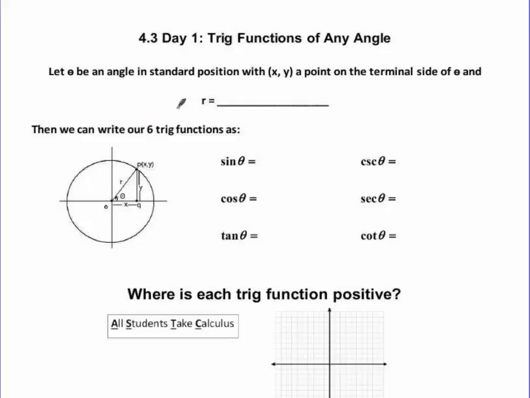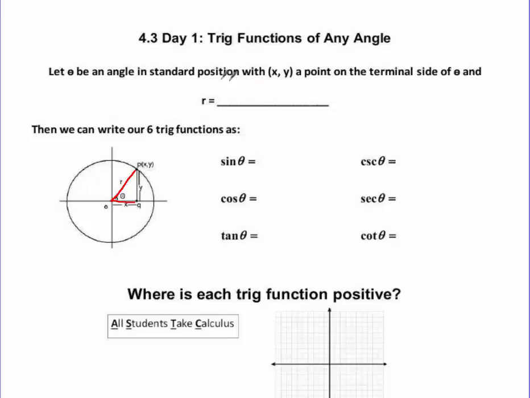Okay, we're going to keep talking about our trig functions, and today we're going to learn how to find the trig values for any angle. So we're going to start by letting theta be an angle in standard position. That means if you look down at our picture, standard position means the positive x-axis is one side of the angle, and the other side of the angle is here in the first quadrant.